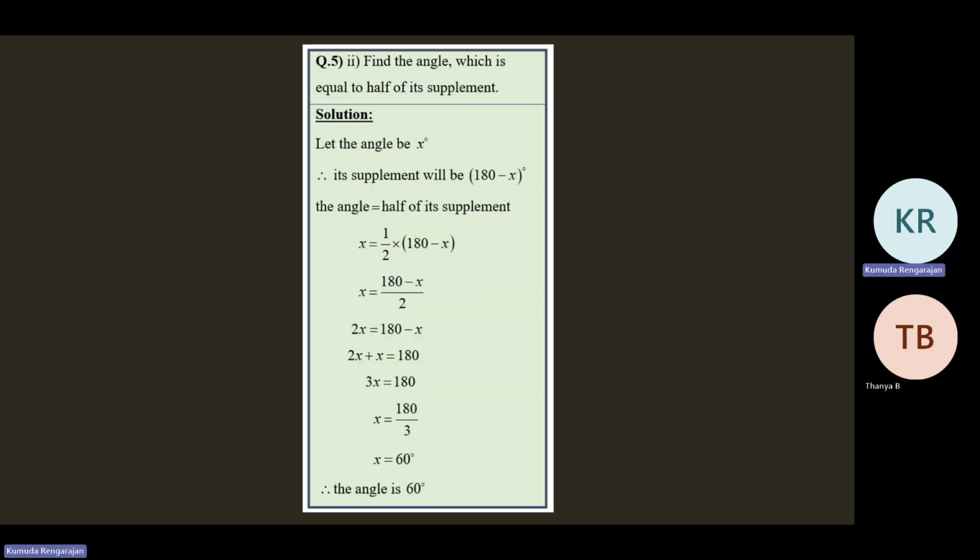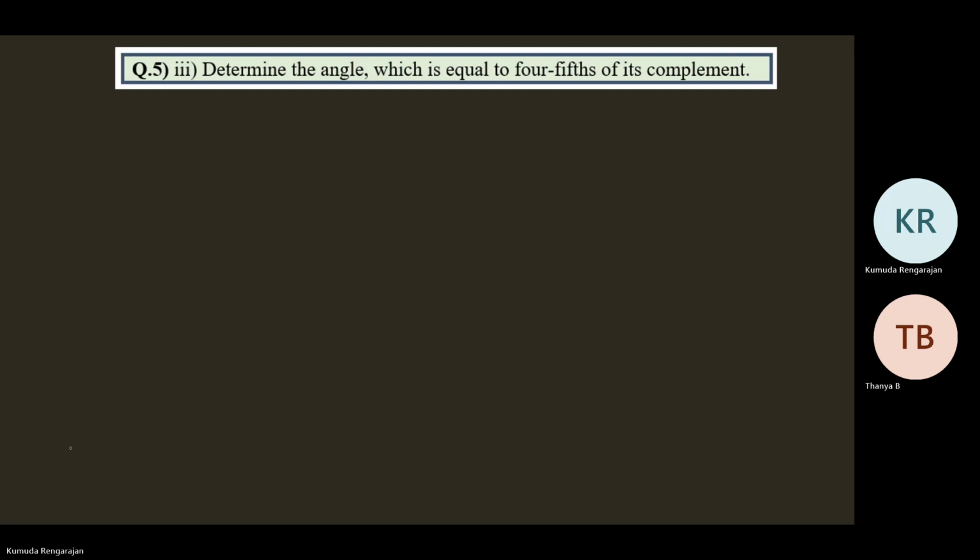What did we do here? In this question, it was about supplementary angles. So we said let one angle be x. So the other angle is 180 minus x. So then what will it be here? Let one angle be x, the other angle will be?